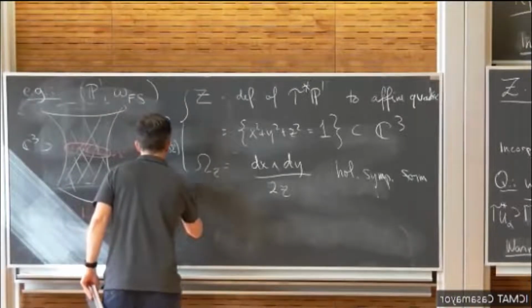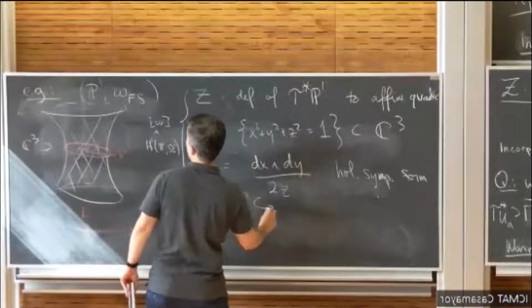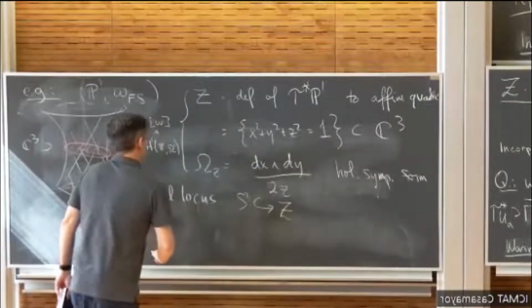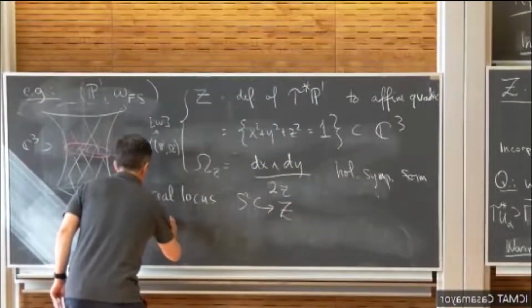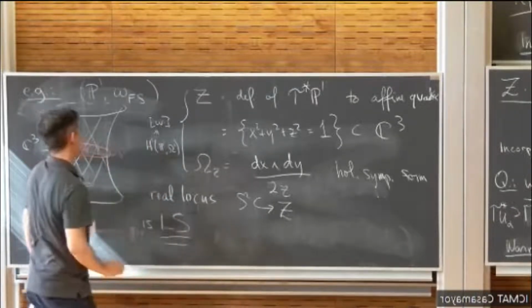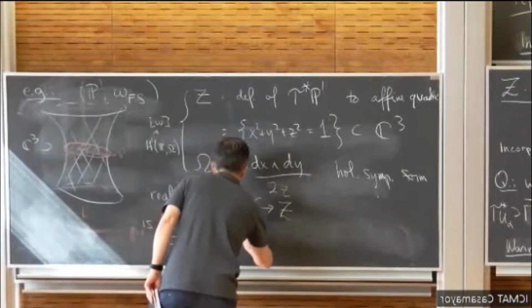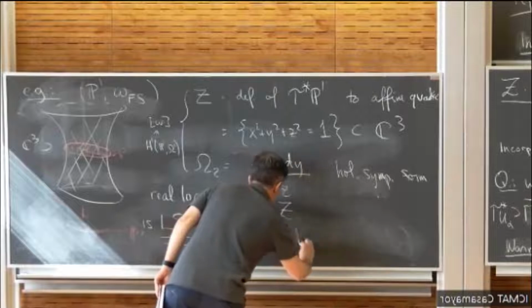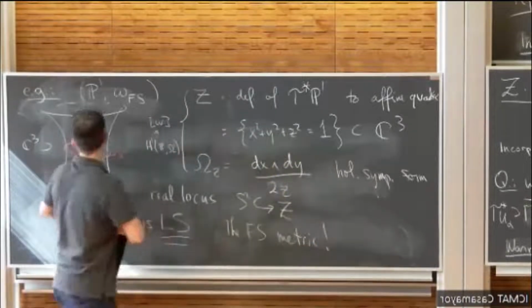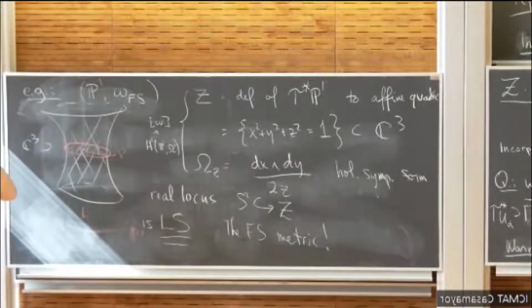So the real locus is an S2 embedded inside this quadric. And it is L, and it is the Fubini-Study metric. So the Fubini-Study metric is just the real locus inside an affine quadric. Interesting idea, but that's what this point of view says.